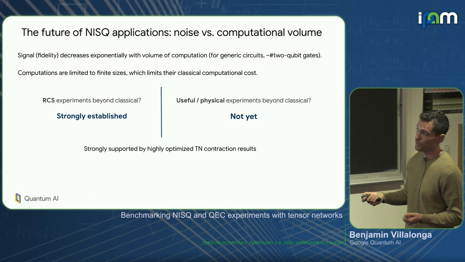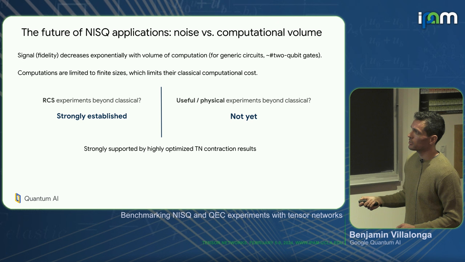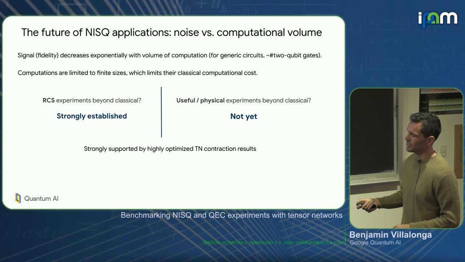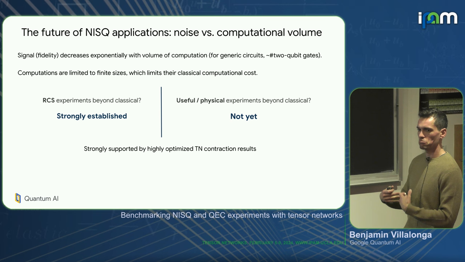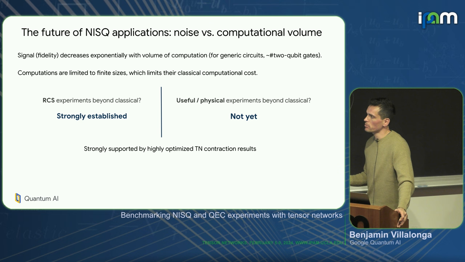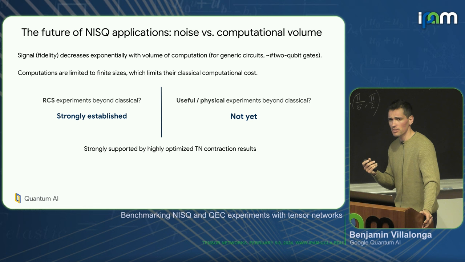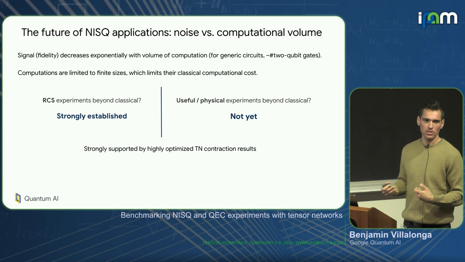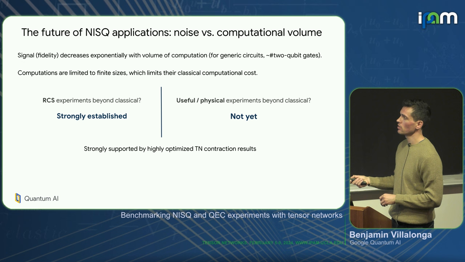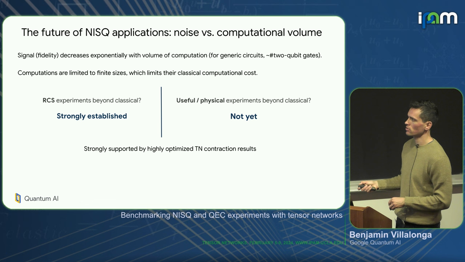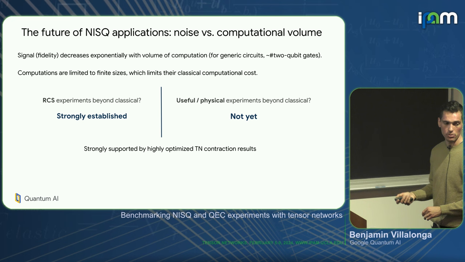Well, in non-useful experiments like random circuit sampling, based on what we've seen for the last few years and based strongly on these highly optimized classical methods, it's pretty established that they are beyond classical. There might be some new method that comes from left field that nobody anticipated and beats these kinds of claims, but so far it looks pretty established. For useful applications, the volumes that you need to find something useful are much larger, and experiments don't have access to that because of noise. If you constrain yourself to very small volumes, tensor networks and other methods are still doing well. So it's still not an established beyond classical computation, strongly supported by the optimal tensor network construction as well.